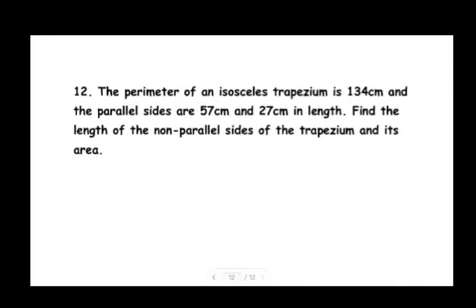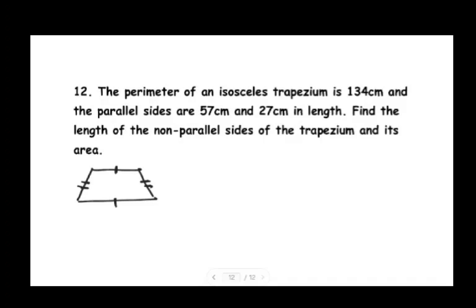The perimeter of an isosceles trapezium. What is an isosceles trapezium, children? These are the parallel sides, and these two sides are equal. When the non-parallel sides are equal, it is known as an isosceles trapezium.